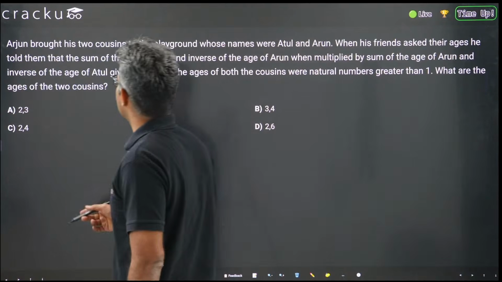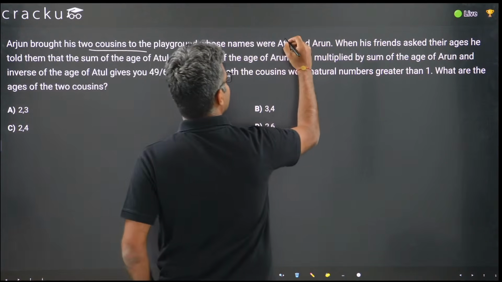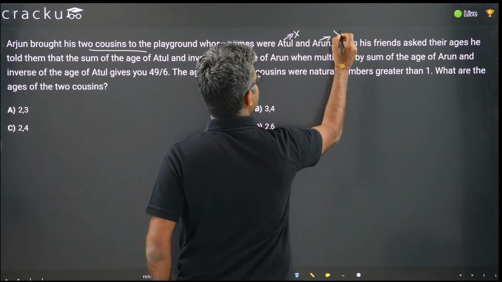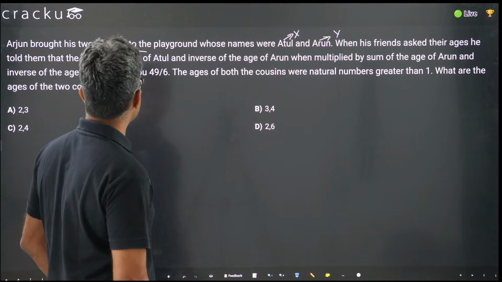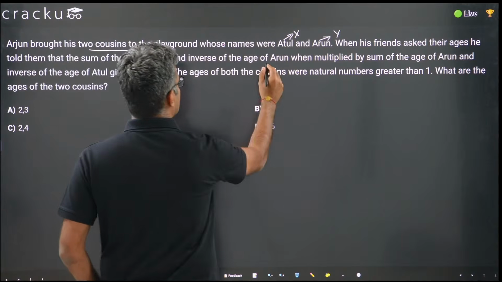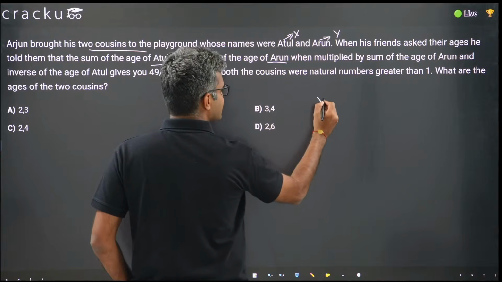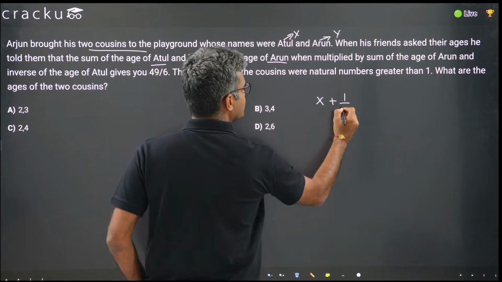In this question, we are told that Arjun brought two cousins to the playground whose names were Atul and Arun. Let the age of Atul be X and let the age of Arun be Y. When his friends asked their ages, he told them that the sum of the ages of Atul and the inverse of the age of Arun, what does this become? Age of Atul is X plus inverse of the age of Arun is 1 by Y.